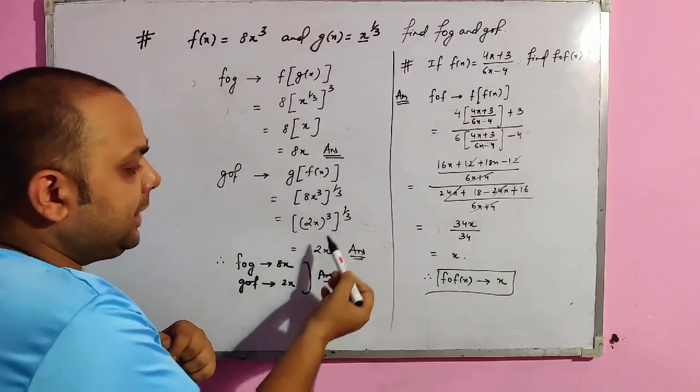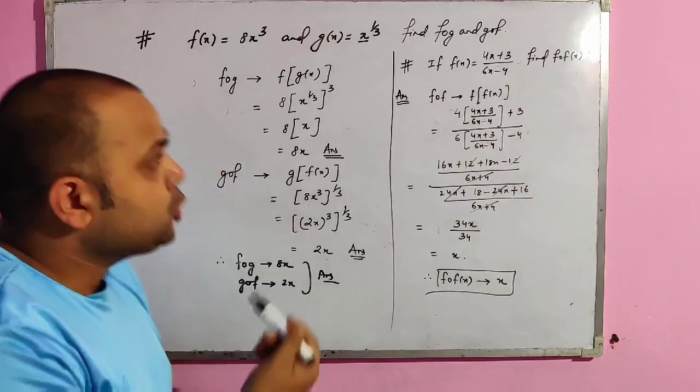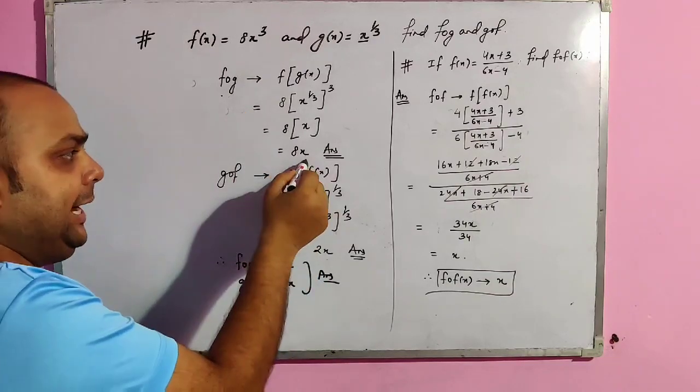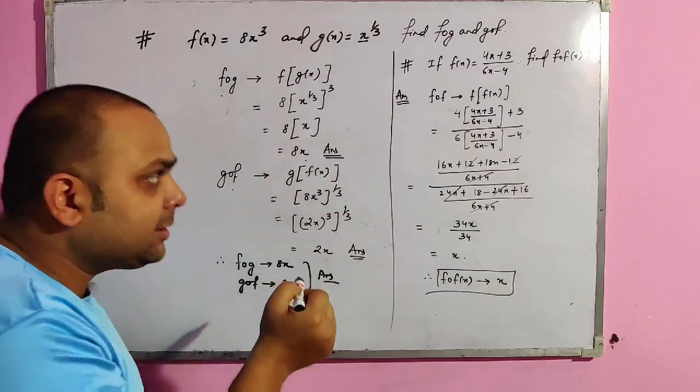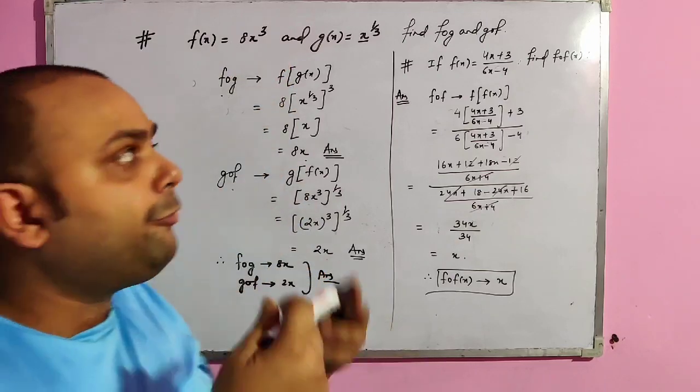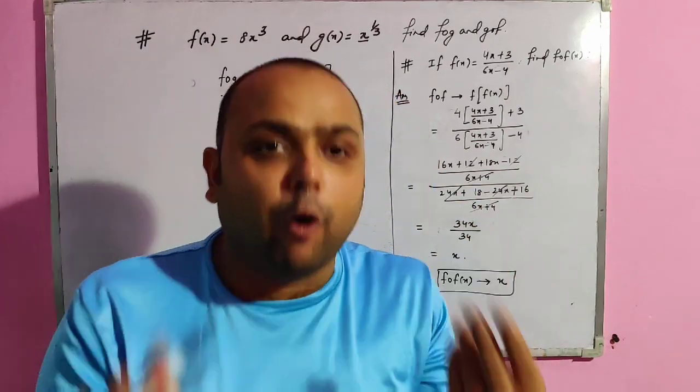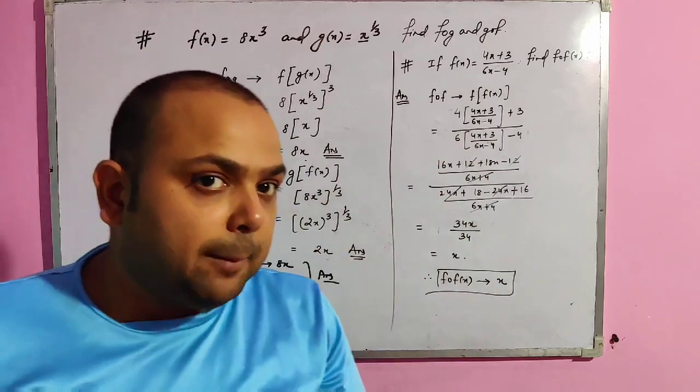Now 3 and 3 cancel out, and the value we have is 2x. So after putting fog we get the value 8x, and gof we get the value 2x. So in this way we can calculate fog, gof and fof also. Now see one more example.